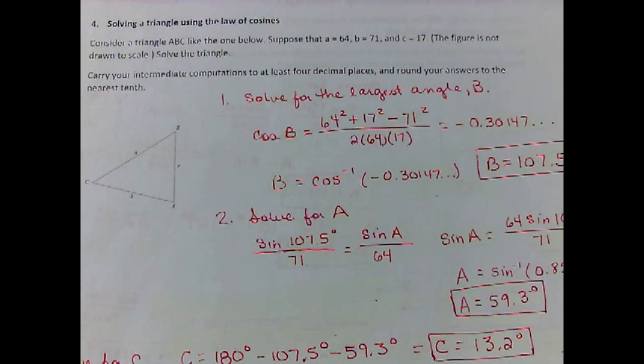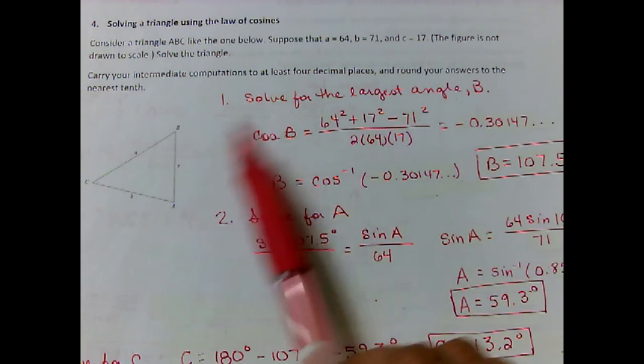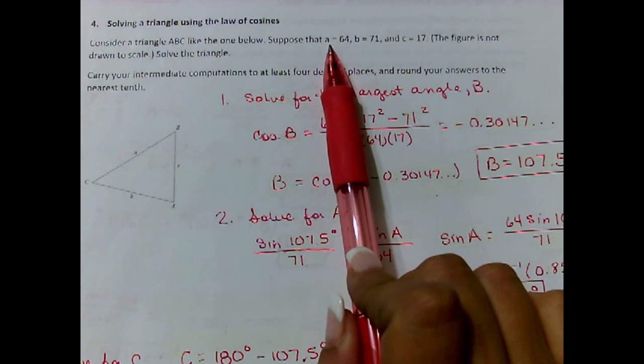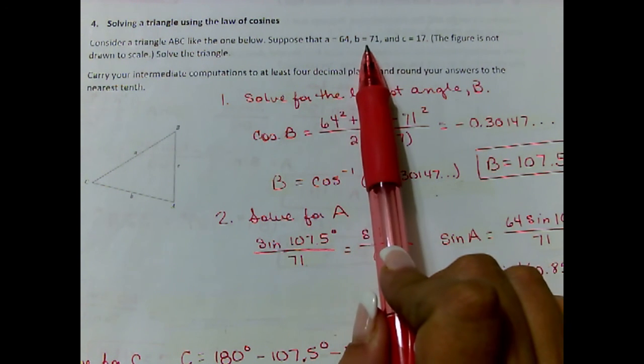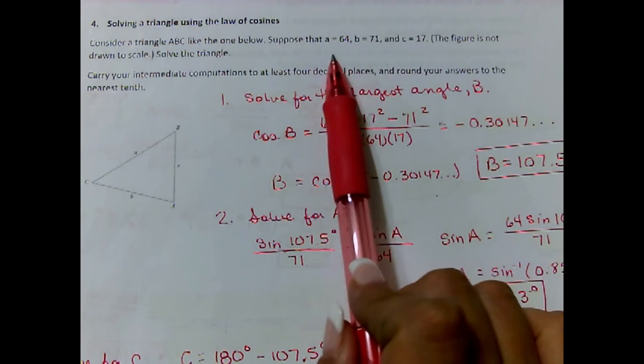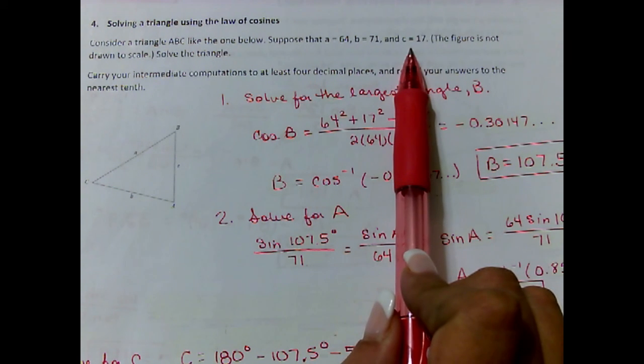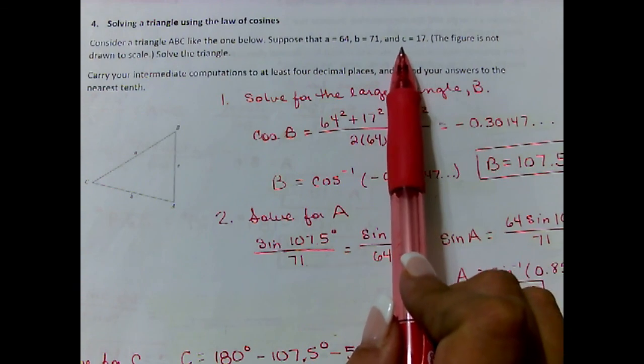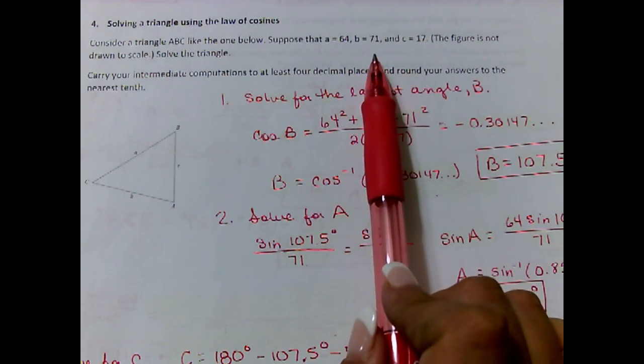Okay, number 4 says to consider the triangle below. Notice that we're given A, which is 64, B, which is 71, and C, which is 17. We're only given the sides. We're not given any angles. Therefore, we have to use the law of cosines.